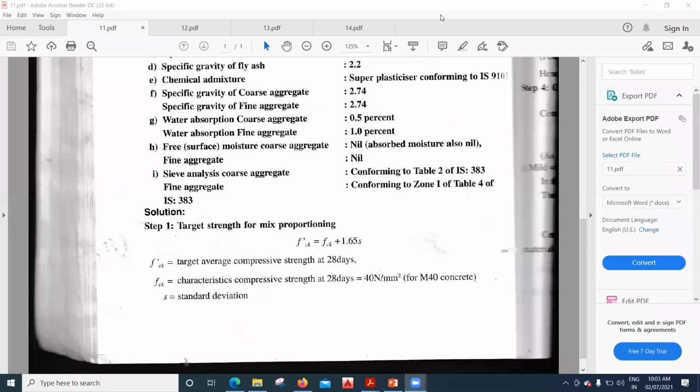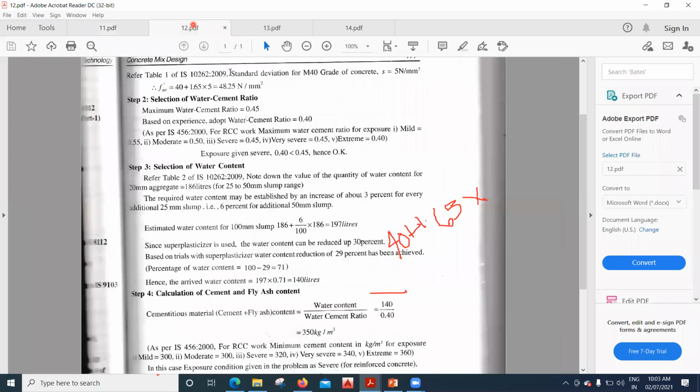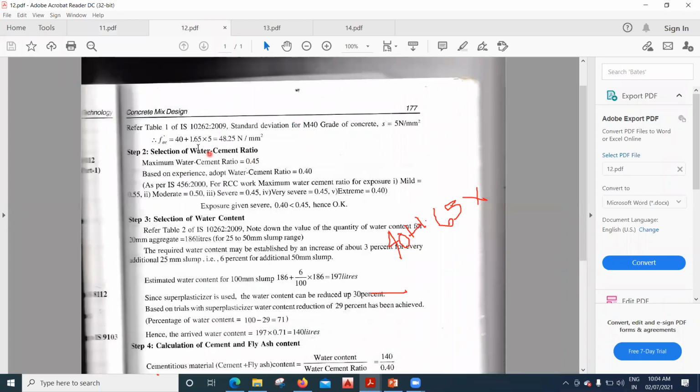How do you do that? The formula is straightforward. f'ck is equal to fck plus 1.65 S. For fck, they are asking us to do it for M40 grade of concrete, so 40, plus 1.65, and S is the standard deviation. For 40 grade, the standard deviation will be 5, I guess. Let me check it out. Yeah, the standard deviation is 5.